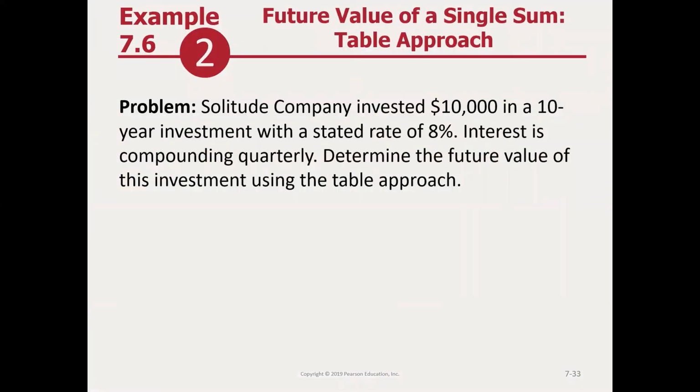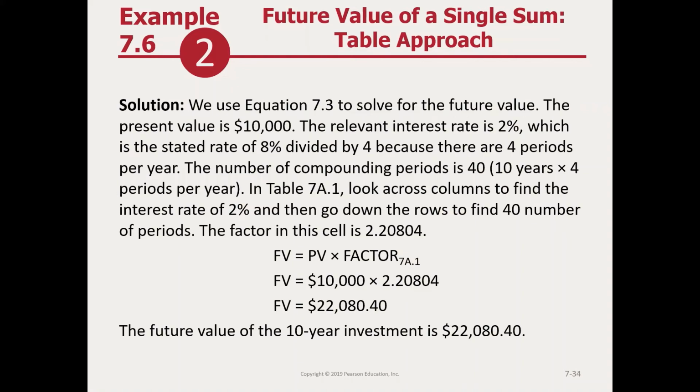Here's the problem. Solitude Company invested $10,000 in a 10-year investment with a stated rate of 8%. Interest is compounding quarterly. Determine the future value of this investment using the table approach. So we use equation 7.3 to solve for the future value. We know that the present value is $10,000. The relevant interest rate is 2%, which is the stated rate of 8% divided by 4, because there are 4 periods per year. The number of compounding periods is 40, because 10 years times the 4 periods per year is 40.